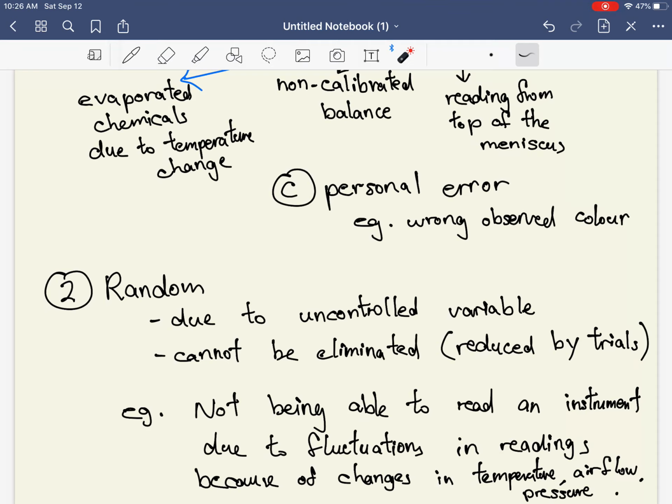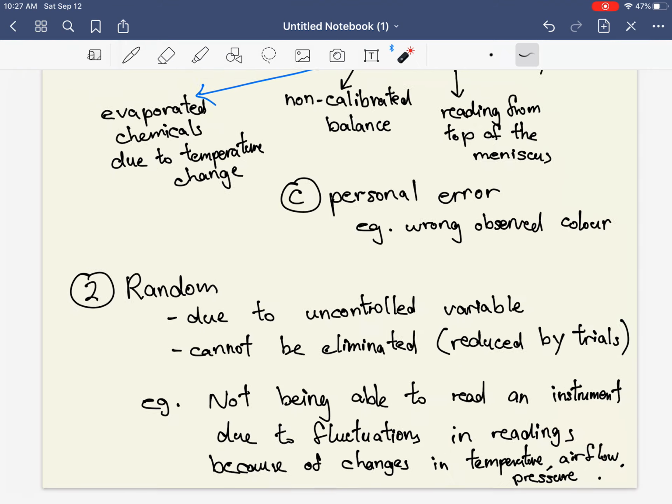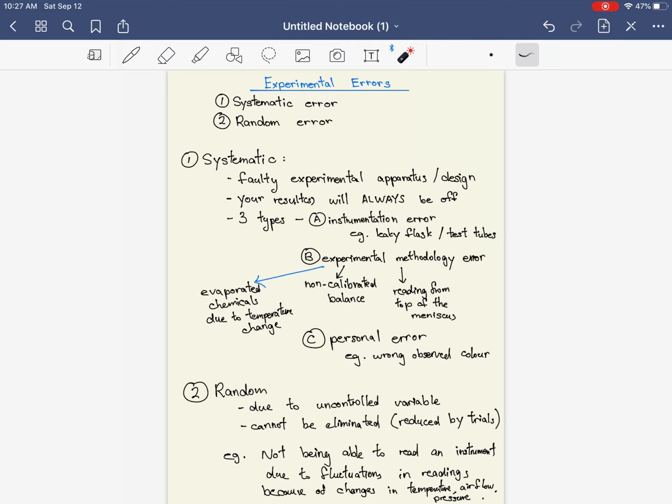So just in case the pressure is fluctuating, the temperature is fluctuating, there's a gush of wind coming from all over the place all the time, you're not going to get the right results. So your best bet is to do more trials, and then you average them for best practices. So those are the two types of experimental errors that I want you to know. You have systematic error and random errors.